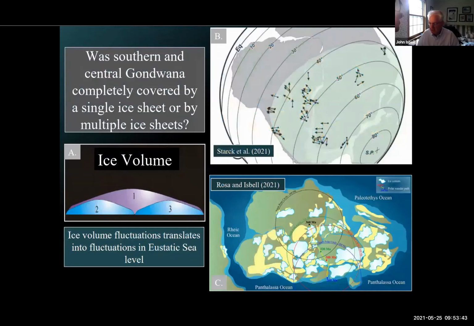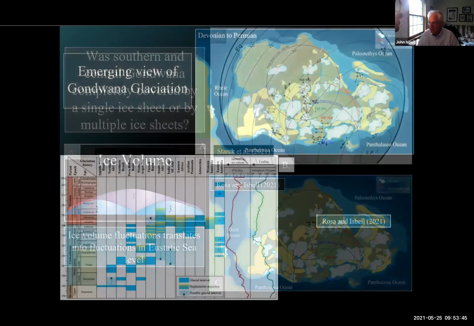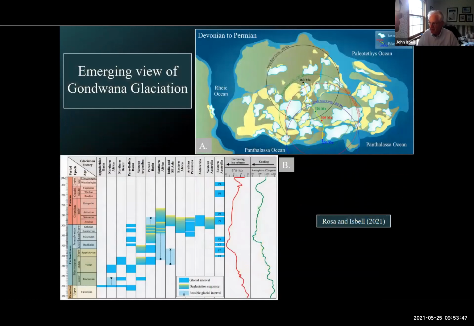More recently, an emerging view has identified multiple glacial events of 1 to 10 million years in duration that waxed and waned diachronously across the supercontinent, alternating with non-glacial or ice-minimal intervals of equal duration. In this view, ice is divided across Gondwana in the form of multiple ice sheets, ice caps, and alpine glaciers.